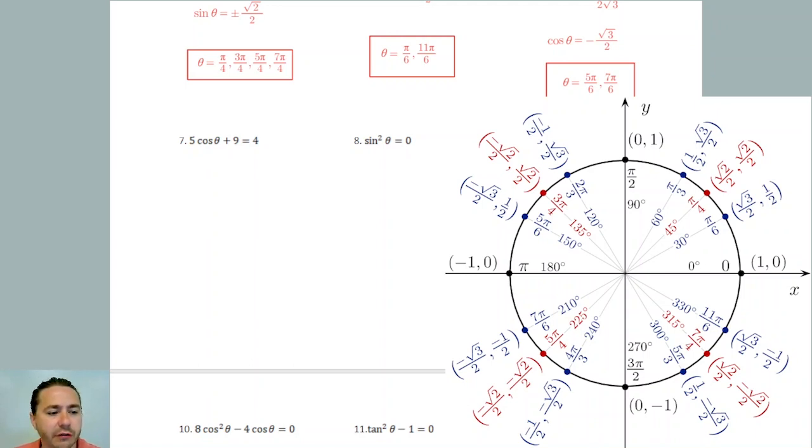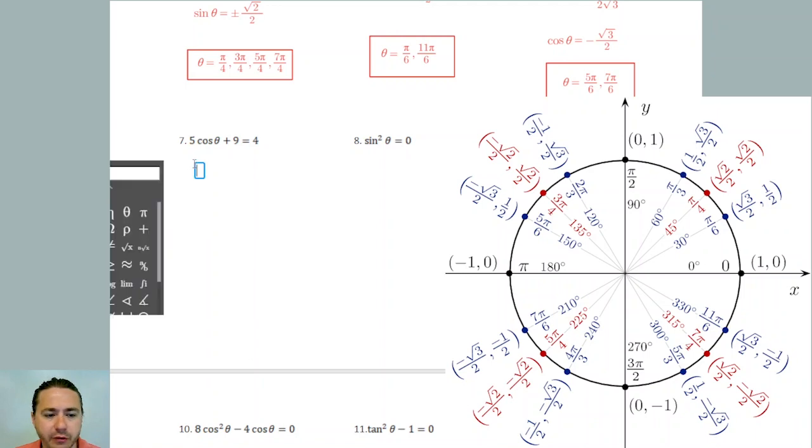So here we're going to solve for theta by subtracting 9 from both sides first. So I get 5 cosine theta equals, let's see, 4 minus 9 would be negative 5. So if I divide 5 on both sides, I'm going to get cosine of theta equals negative 1. And then I'm looking for where the x value is negative 1, and that only happens at one location on our unit circle, and that's going to be at pi radians.